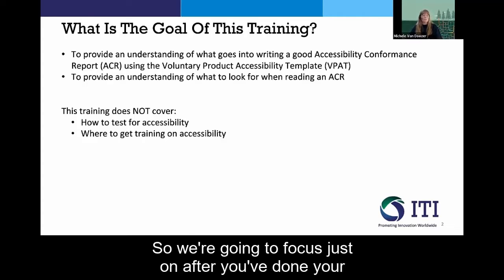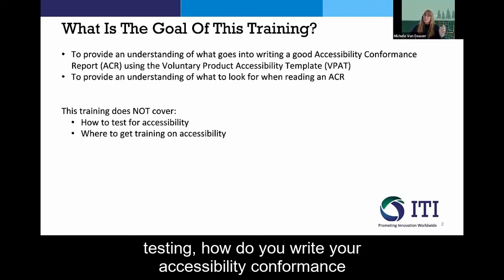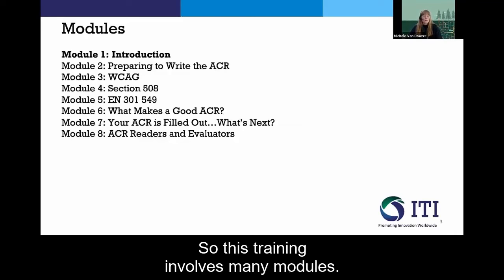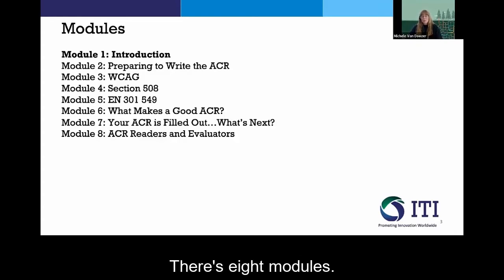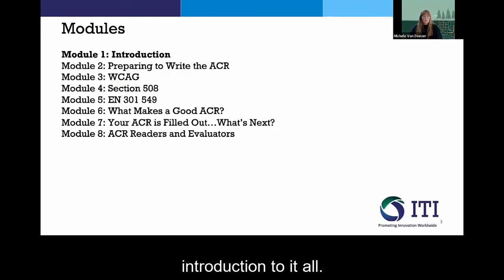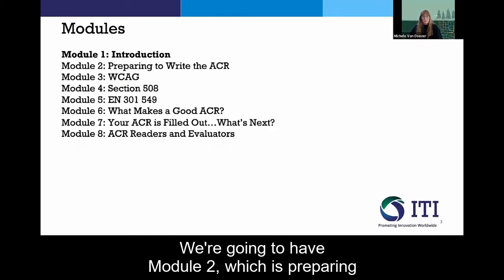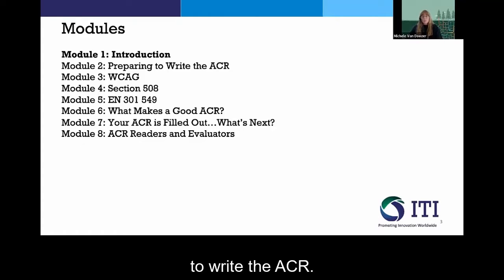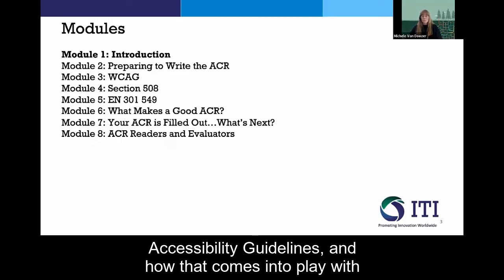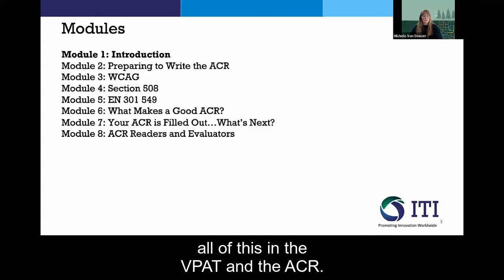So we're going to focus just on, after you've done your testing, how do you write your accessibility conformance report using the template? This training involves many modules. There are 8 modules. This is module 1, the introduction to it all. Module 2 is preparing to write the ACR. Module 3 will discuss the WCAG criteria, Web Content Accessibility Guidelines, and how that comes into play with all of this in the VPAT and the ACR.